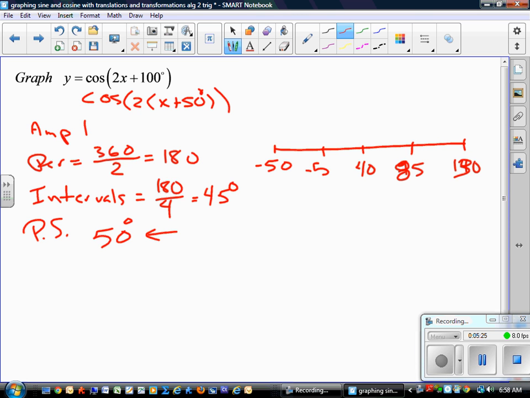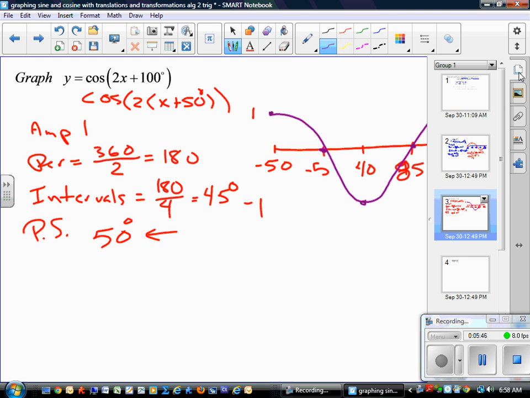So then we graph cosine. Again, my amplitude is 1, so I'm going to go from 1 to -1. Start up, go down, down to -1, up, up. And there's our cosine function. And again, if you wanted to plug in a point to check, knock yourself out. All right, next.